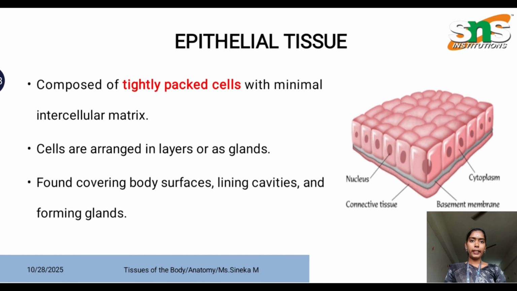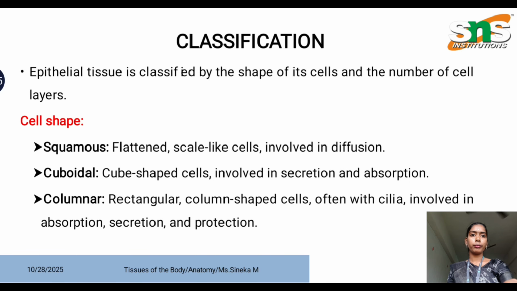The first one is epithelial tissue. Composed of tightly packed cells with minimal intercellular matrix is called epithelial tissue. If the cells are tightly packed, that is called epithelial tissue, and also cells are arranged in layers or as glands in epithelial tissue. We will see the epithelial tissue in our body surfaces, lining cavities and also forming glands. This is the particular type of tissue which helps to form glands and is also present in our body surfaces and lining cavities. Here is the image for epithelial tissue.